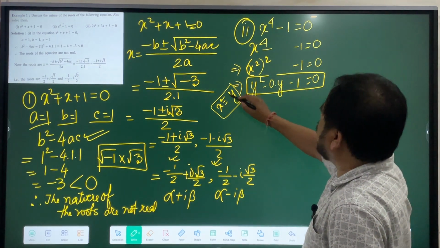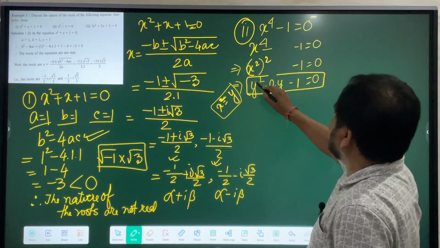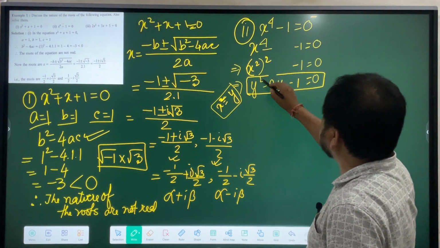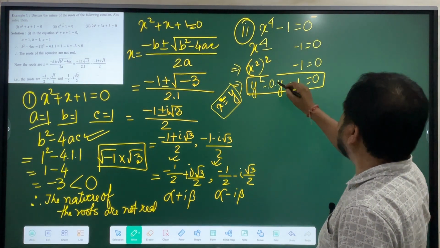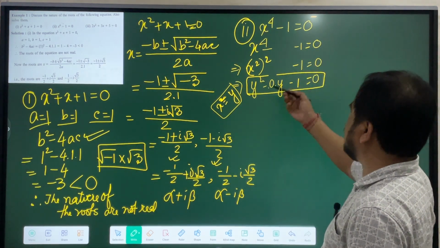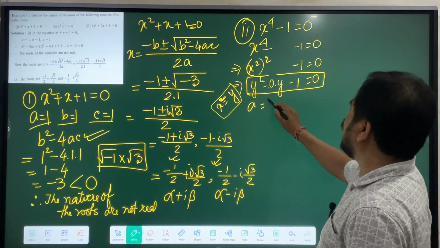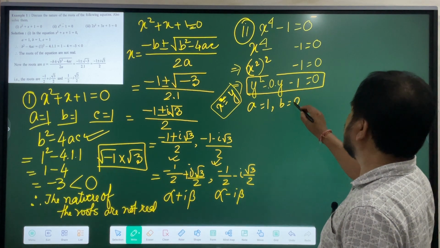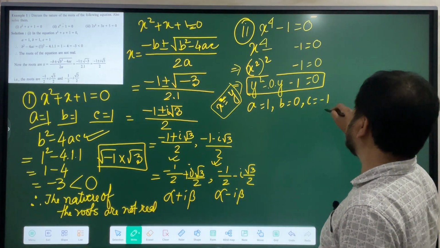In place of x square, what I have written? y. x square means y. So this square is this square. This one we have written, there is 0. 0 into y, 0 only. So there is nothing. Same thing. So here a is 1, b is 0, c is minus 1.